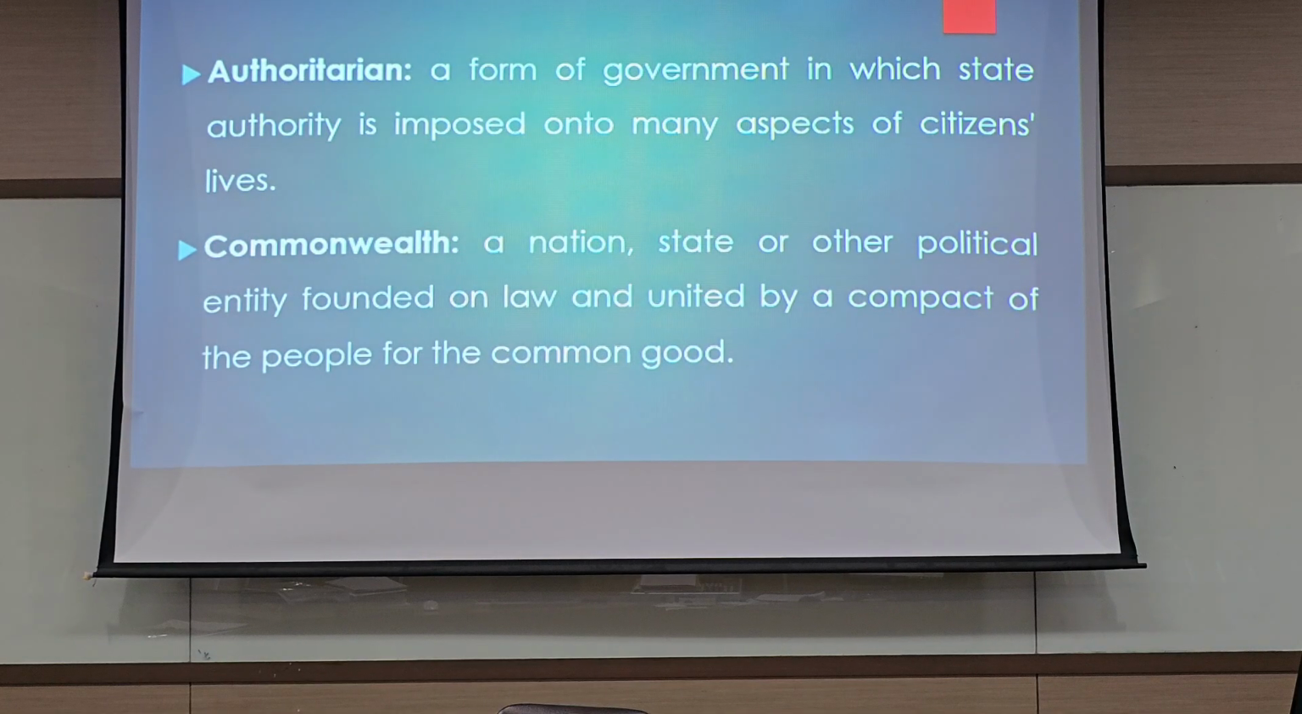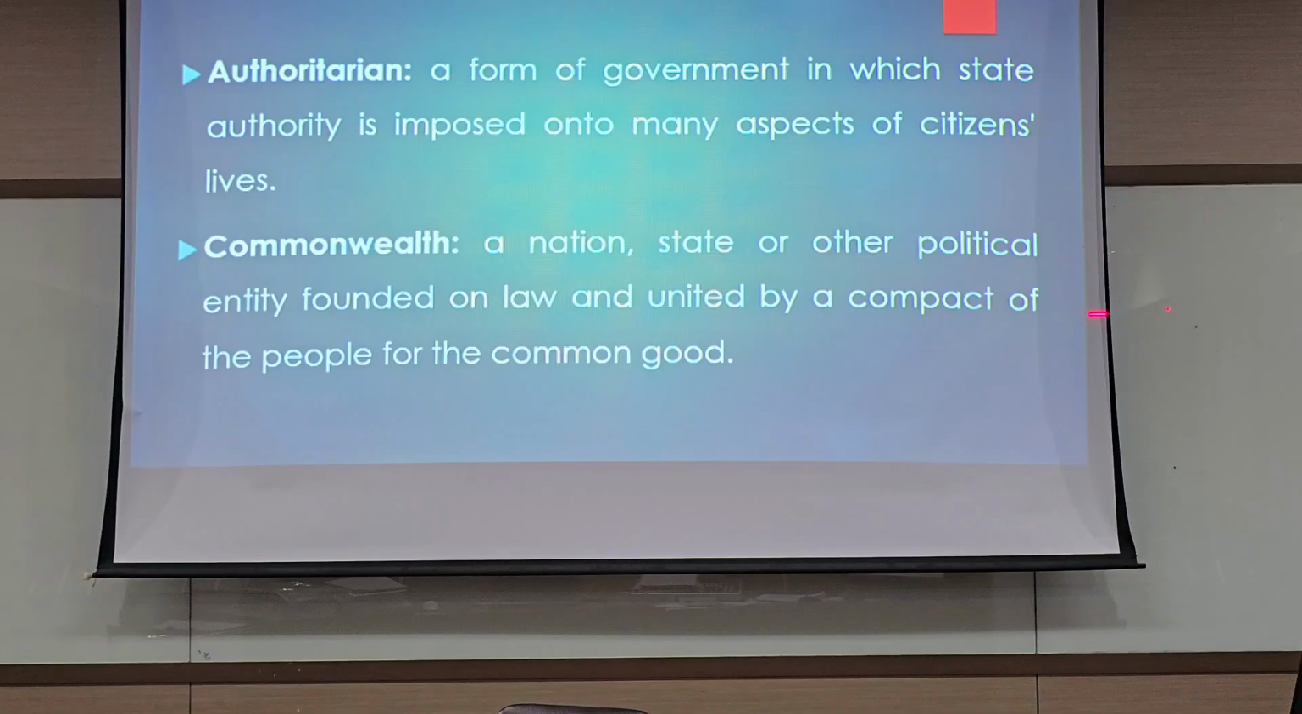Authoritarian: a form of government in which state authorities impose on too many aspects of citizens' lives. They decide when you come out, when you go to work, the water you're going to use. They decide everything, even the way you talk. That's authoritarian, mostly military. Then Commonwealth.